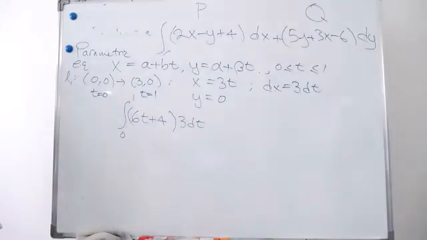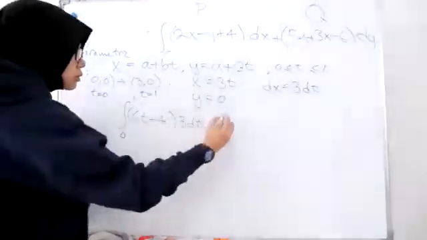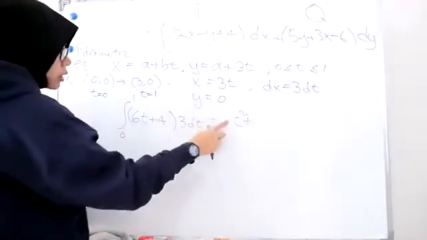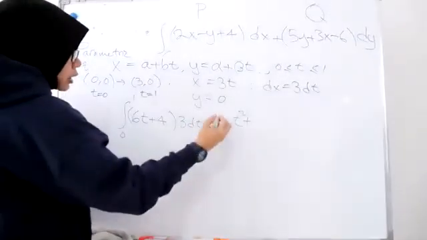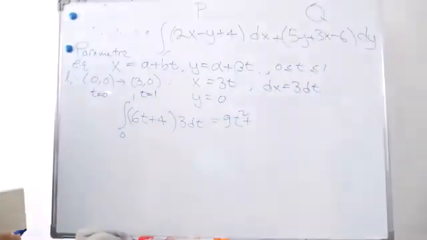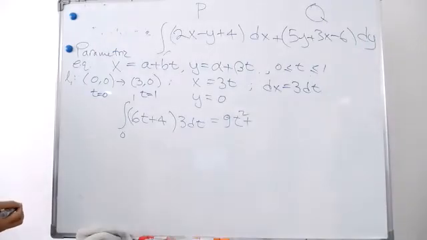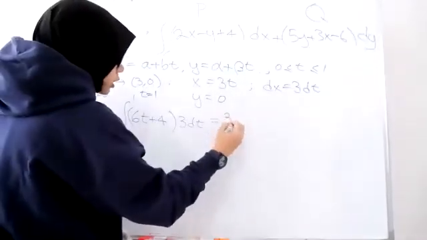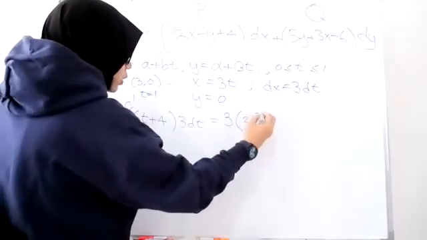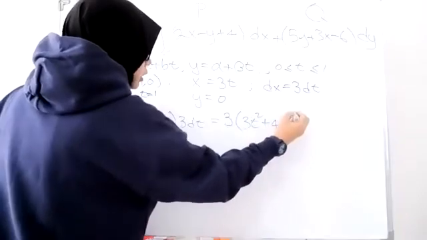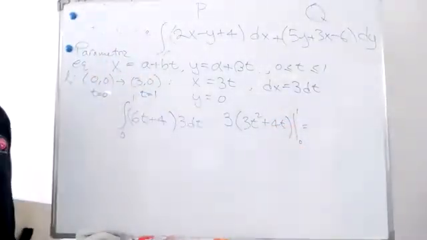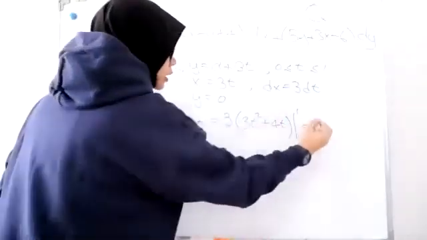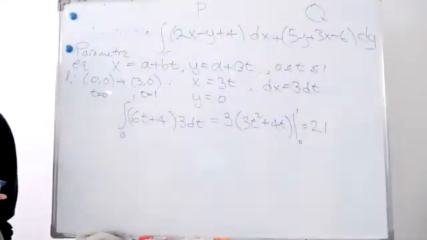Okay, so what's the value for that? That will be 3t squared, plus, this is 6 times 3, so that will be 18t plus 4 times 3, 12. I think I can just take the 3 outside, it's better to do that. So 3 times (3t squared plus 4t) evaluated from 0 to 1. You can see this is only 1, so 3 plus 4 is 7. 7 times 3 is 21, which is what we got before.